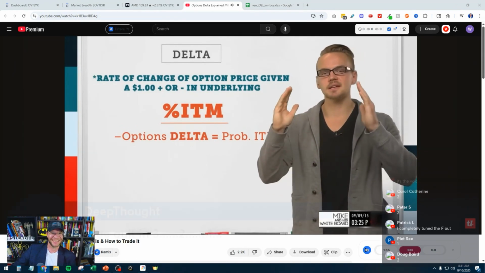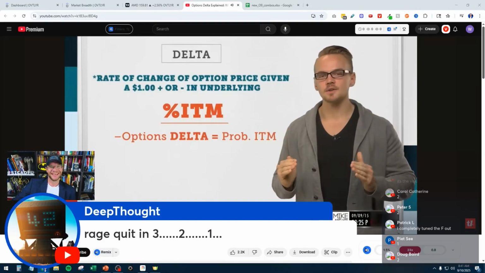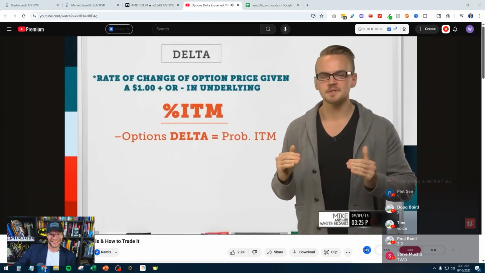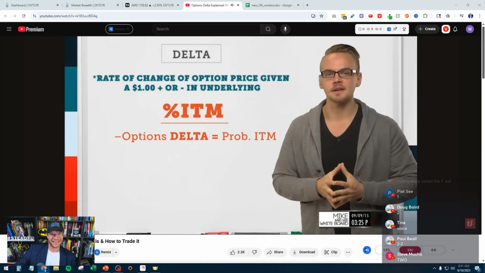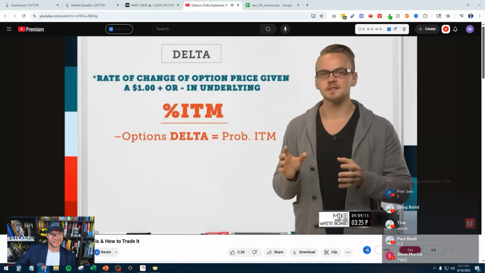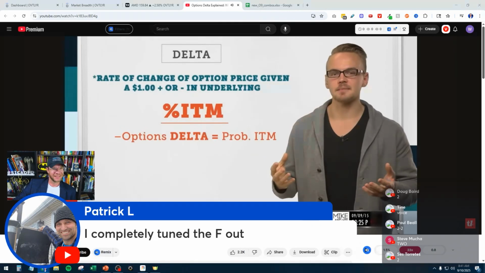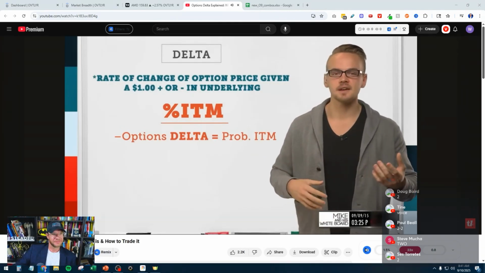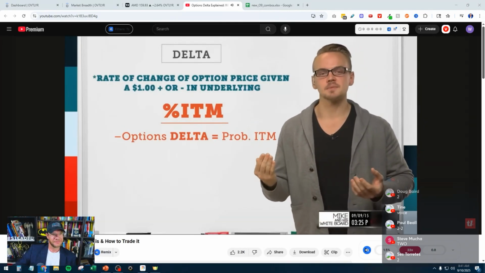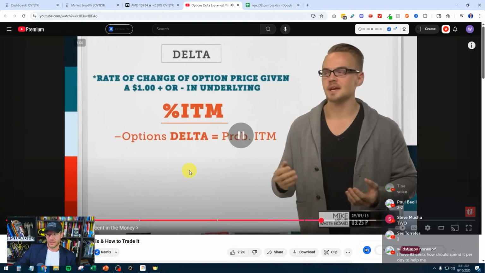What you'll see is delta basically goes 1 for 1 and looks almost exactly like probability of in the money. There's going to be a few percentage points difference, but when you're looking at options, they're basically going to have the same thing. So if I'm looking at a 25 delta, it's probably going to show me a percentage of being in the money of close to 25%.